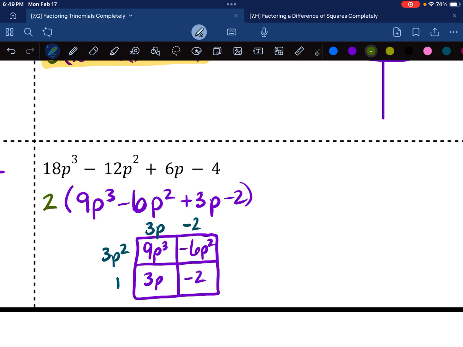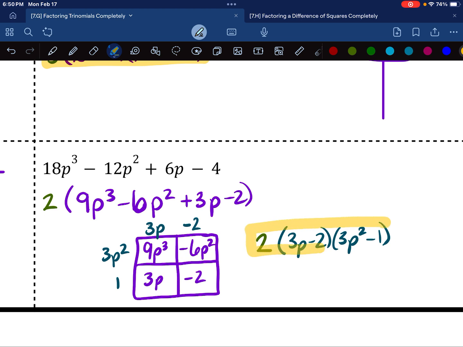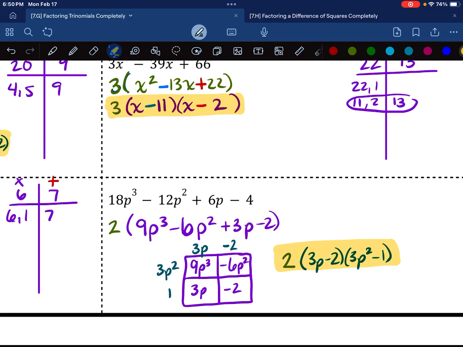So my final factored form is the 2 from my GCF times the top of my box times the side of my box. And there we have it, friends. That is factoring completely.